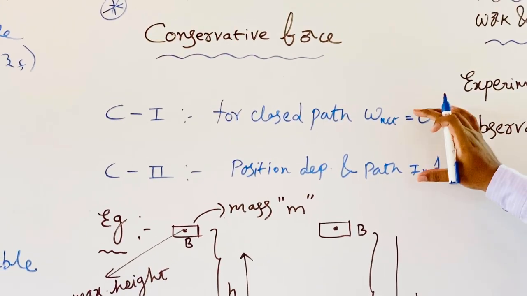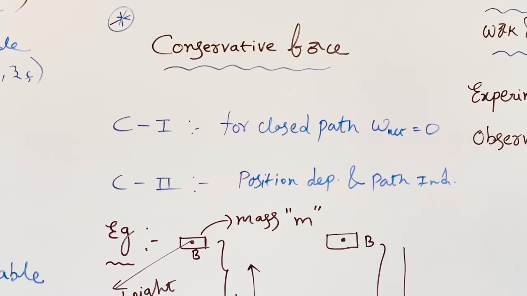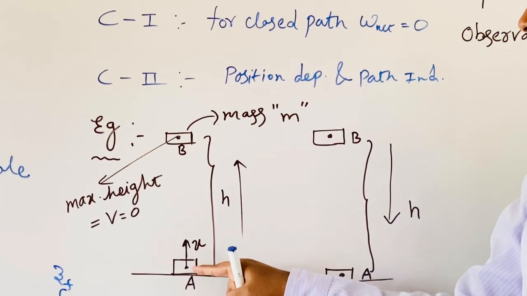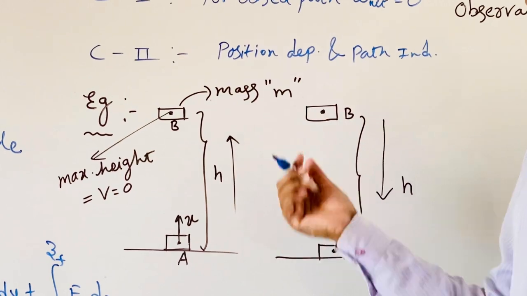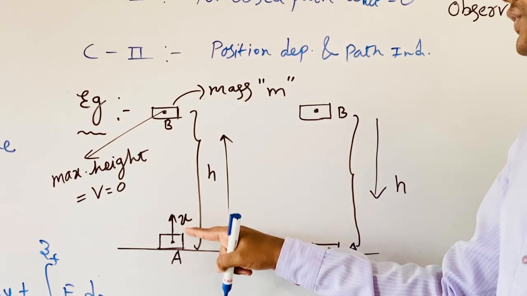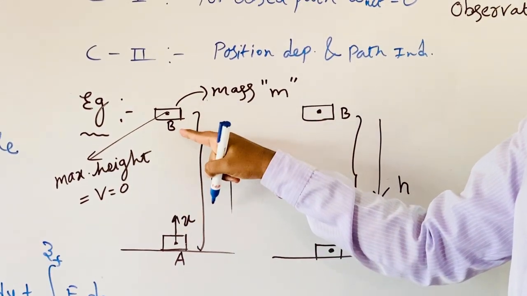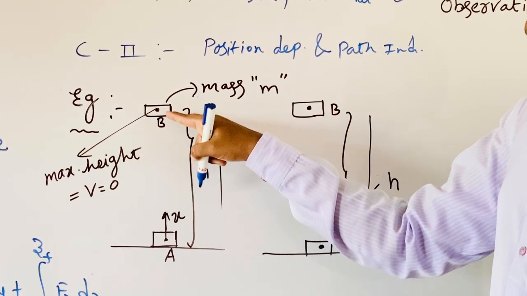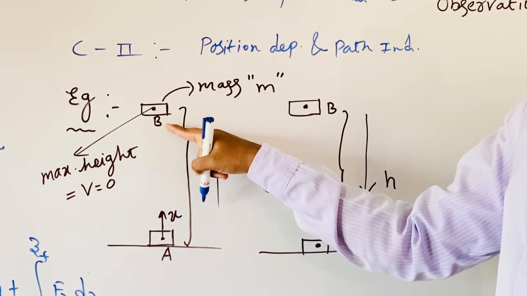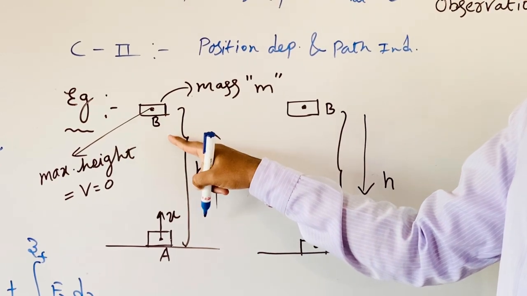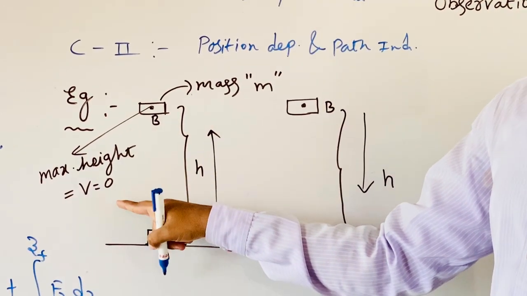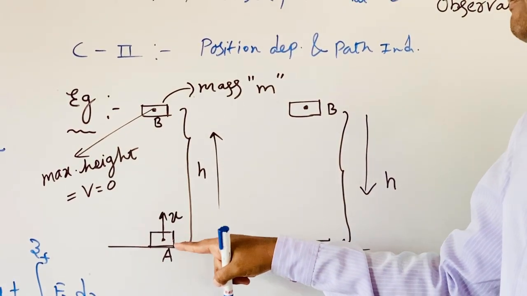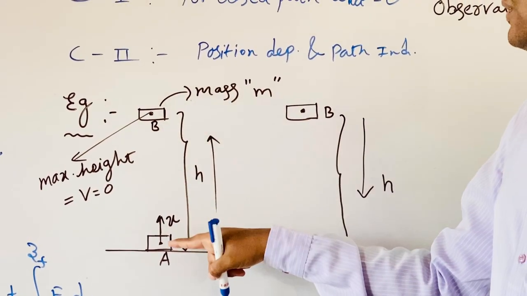Let us try to understand these two conditions with the help of one little example. Suppose here you are seeing one block. This block now we are throwing with some initial speed u. When the block reaches the maximum height, suppose this is labeled with the letter B. Whenever the block reaches the maximum height, what is zero? The velocity is zero.